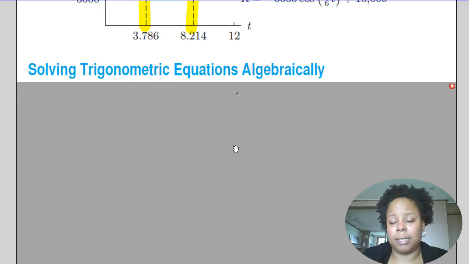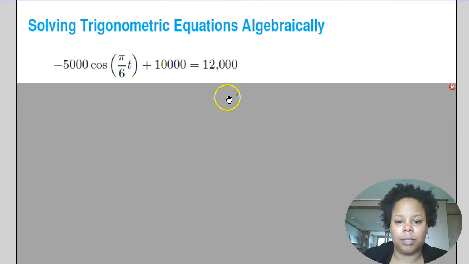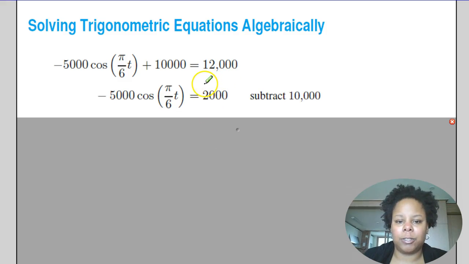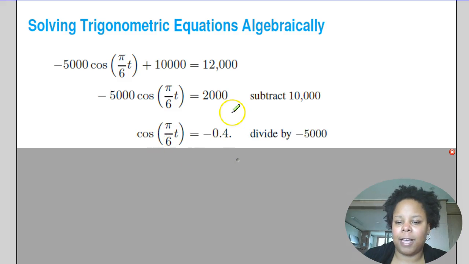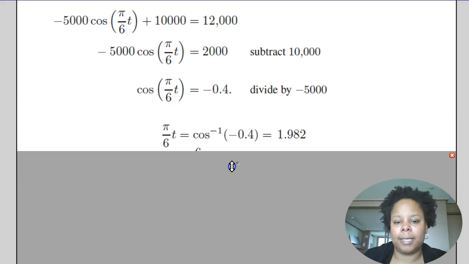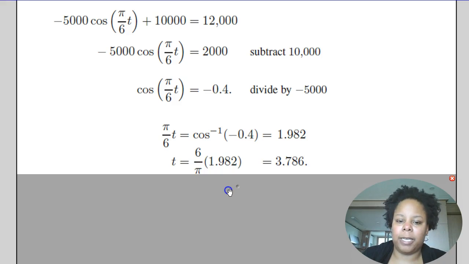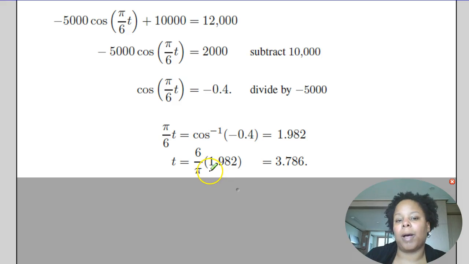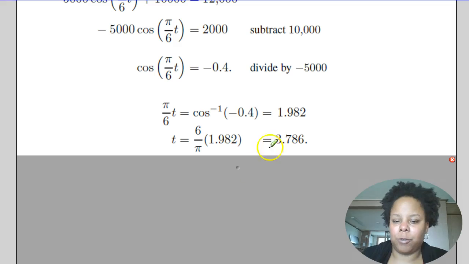Another way to solve this is algebraically or analytically, where we actually get the t value by itself by doing algebraic operations. So as you all know, we could subtract 10,000 from both sides. Then we can divide both sides by negative 5,000. Then we end up with a cosine value, and we can take the inverse cosine, or the arc cosine, to get what pi over 6 times t is. And then we can solve for t by multiplying by 6 over pi, and we get an approximate answer, a more exact answer as well, depending on how exact the answer from the arc cosine is.